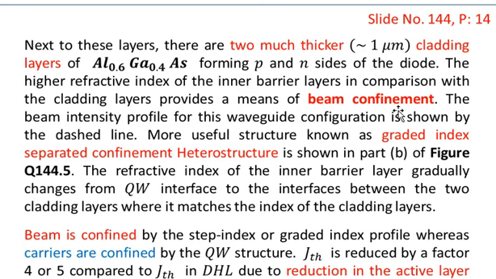So the beam confinement has occurred. The beam intensity profile for this waveguide configuration is shown by the dashed line. A more useful structure, known as the graded index separated confinement heterostructure, is shown in part B of figure 5, which I have explained. The refractive index of the inner barrier layer gradually changes from the quantum well interface to the interface between the two cladding layers, where it matches the index of the cladding layer.